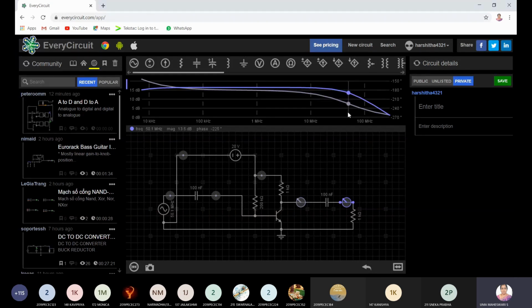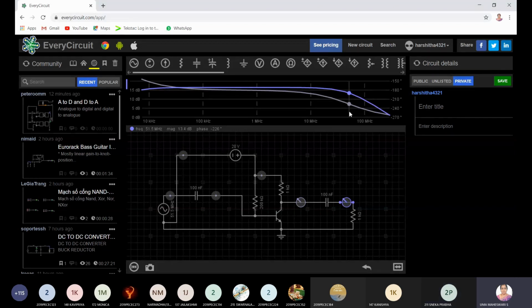Now it is 13.6, 13.4. So what is your upper cutoff frequency now? 51.5 megahertz. So your upper cutoff frequency is 51.5 megahertz. And what is your lower cutoff frequency?